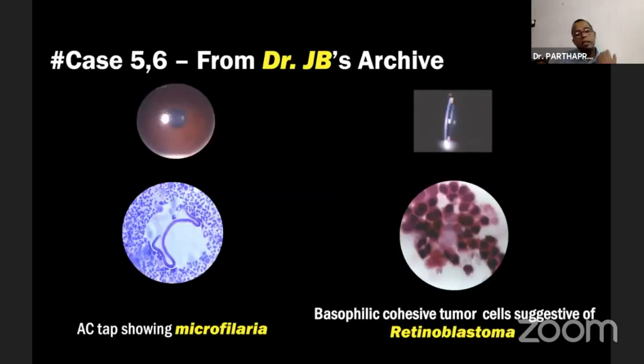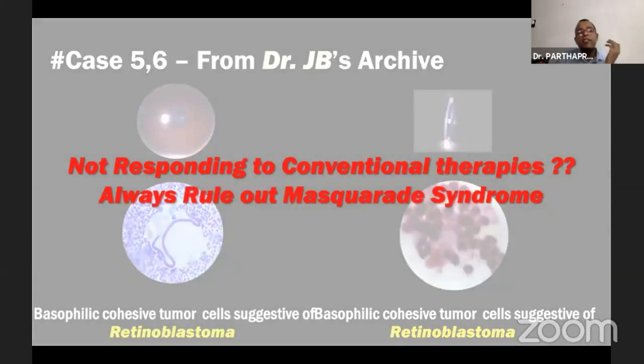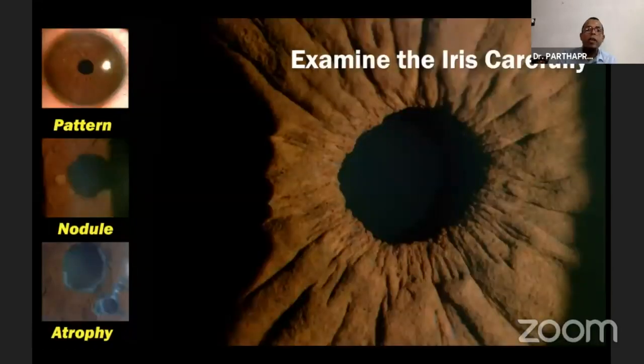Sir performed an AC tap. In the first case he found microfilaria, and in the second case there were basophilic cohesive tumor cells, which were suggestive of retinoblastoma. So it's very important that if any anterior uveitis is not responding to conventional therapy, always rule out masquerade syndrome.